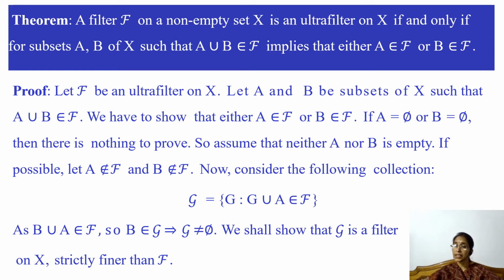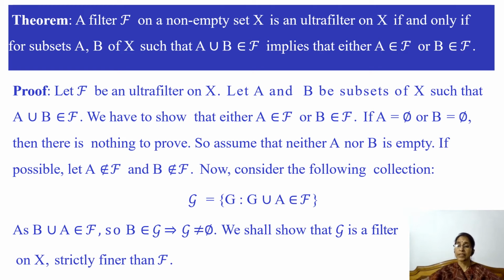So we take its negation. Let, if possible, A doesn't belong to F and B doesn't belong to F. Now consider the following collection G containing all those subsets G of X for which G union A belongs to F. As B union A belongs to F, by definition of G, B belongs to G, and this implies that G is non-empty.